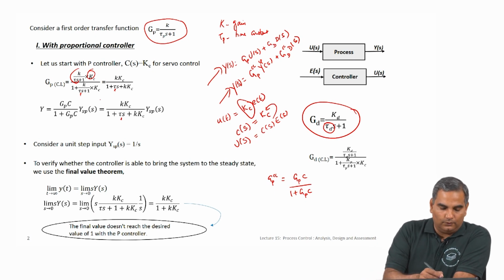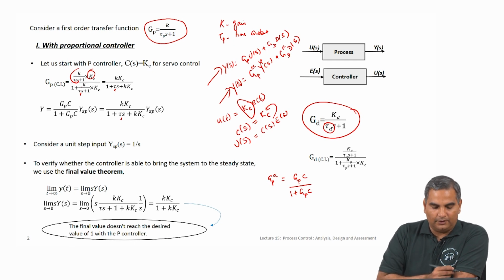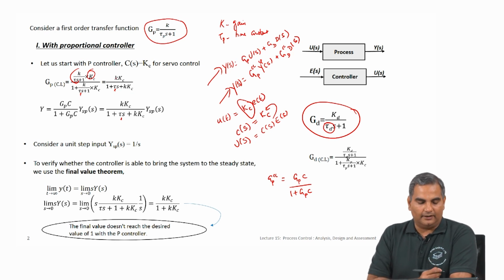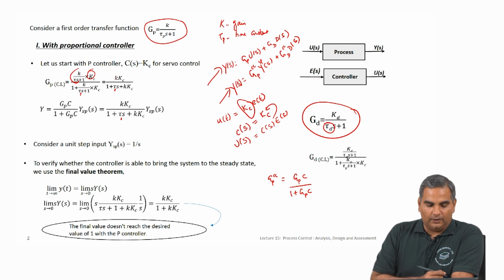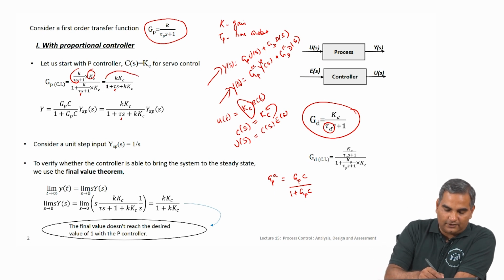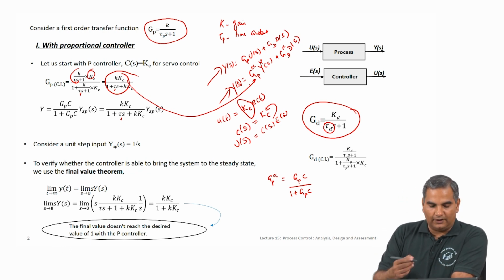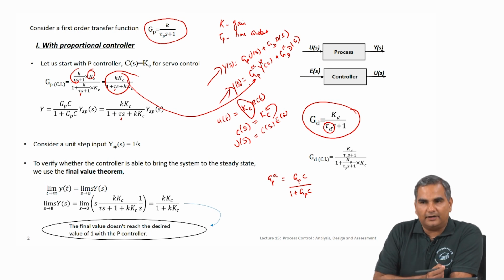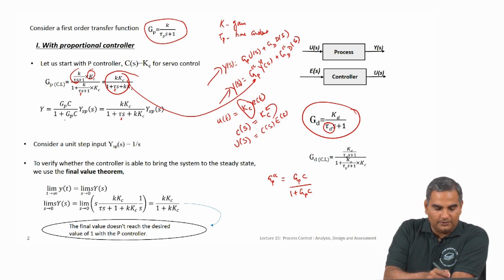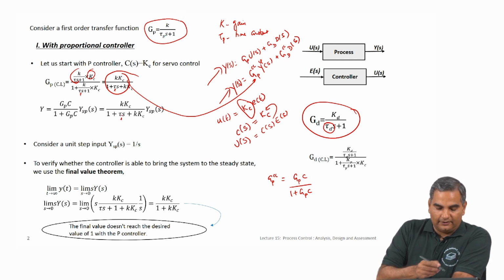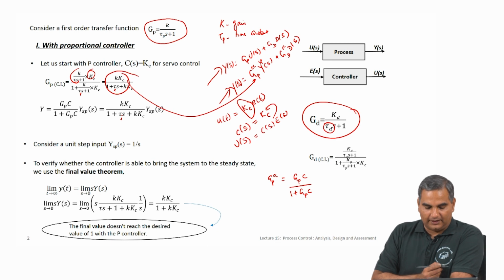Now, if you simply multiply this denominator by tau P s plus 1 on both sides, you will get 1 plus tau P s plus K Kc, and in the numerator you have K Kc. Now, this is the transfer function with respect to the set point, which is what we saw from the previous class. So, if there are no disturbances and you are only looking at servo control, then y is GPC by 1 plus GPC times y set point of s. So, that is going to be K Kc divided by 1 plus tau P s plus K Kc.